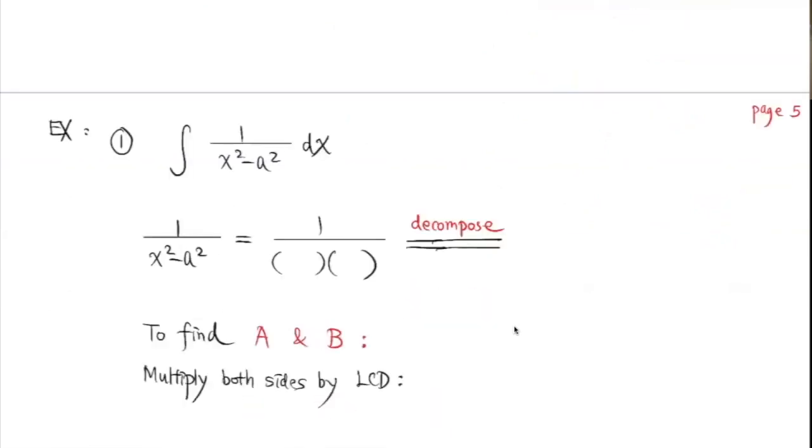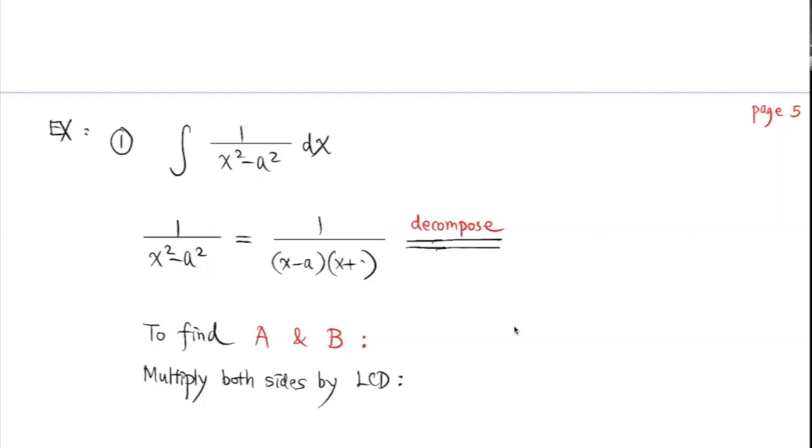Try this out. This one over here, we're going to decompose it. The first thing we do here, well, remember the degree up here is less than degree down here, so you don't need to use long division. So move on to the next step. We're going to factor this denominator as far as possible. You guys already did this, which is going to be x minus a times x plus a.